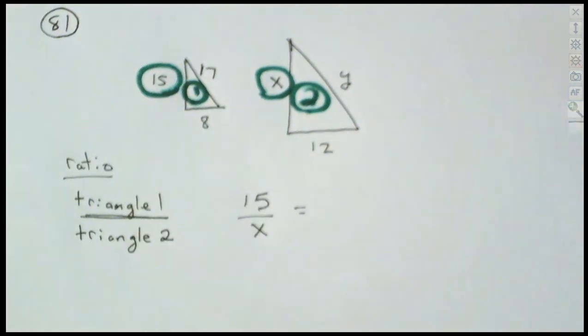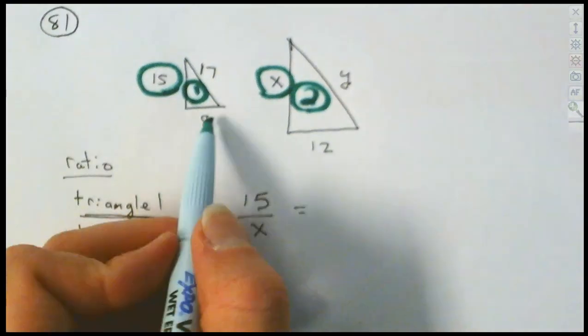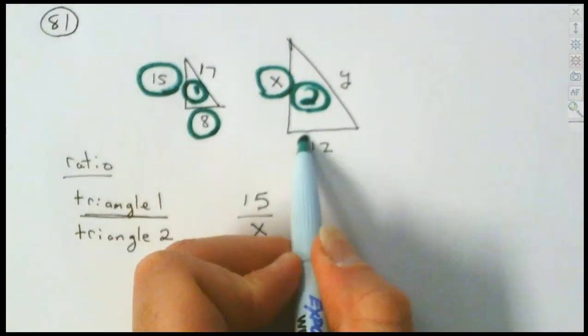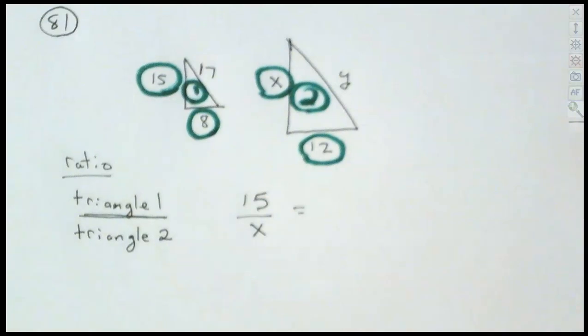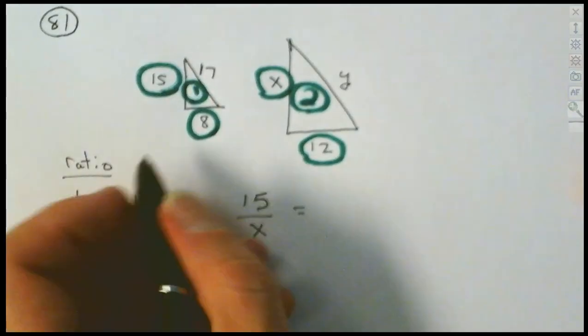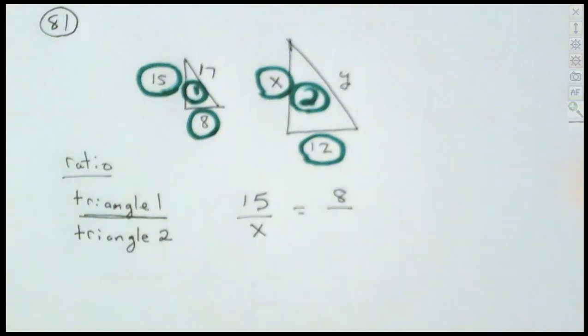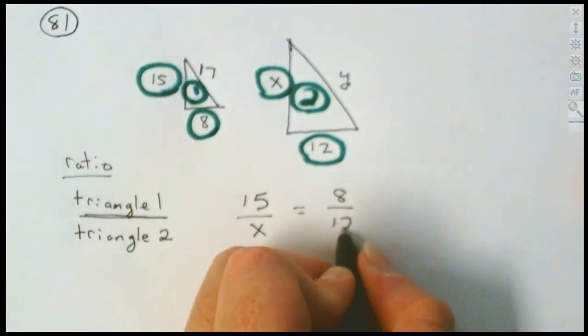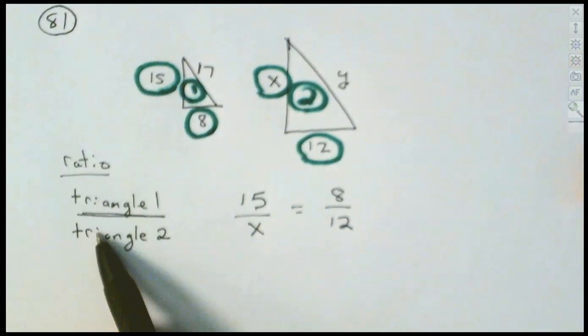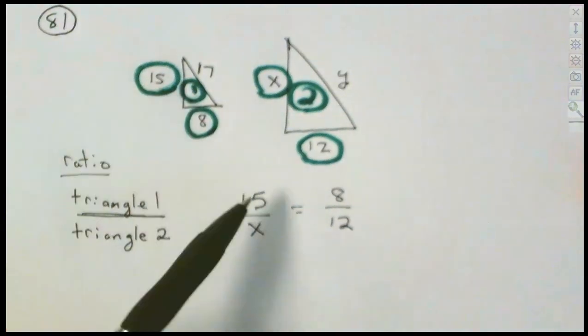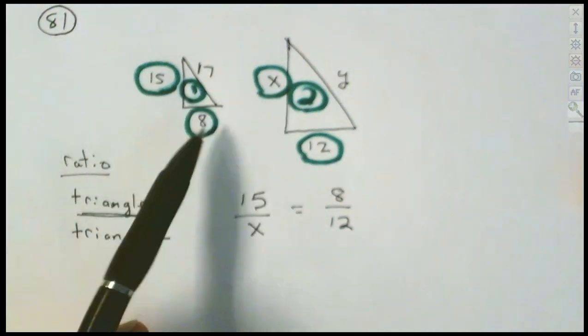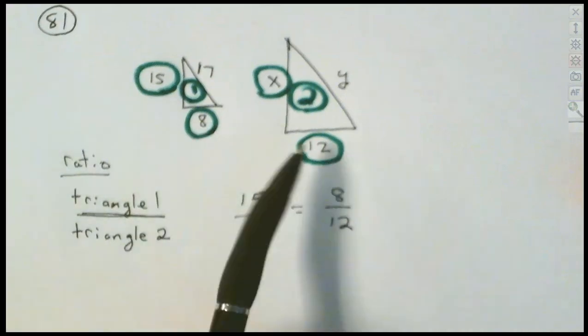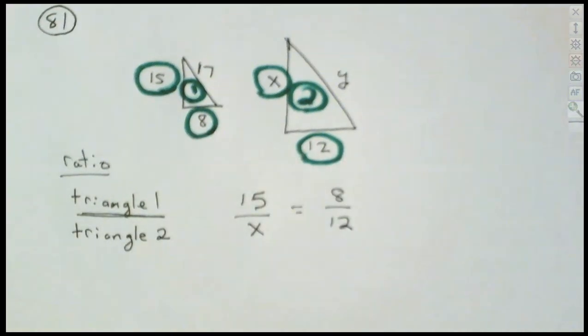Now we can only do one variable at a time, so we can't do the y at the same time. We have to do it in pieces. So we need another ratio. So let's look at 8 and 12. 8 and 12 go together. So 8 is on triangle 1, 12 is on triangle 2. 15, triangle 1 goes with x. 8, triangle 1 goes with 12. Now we can solve it.